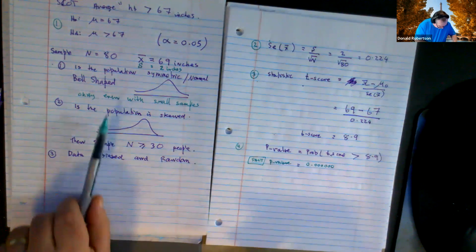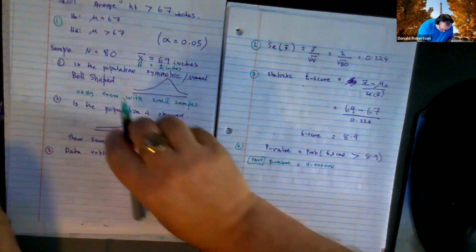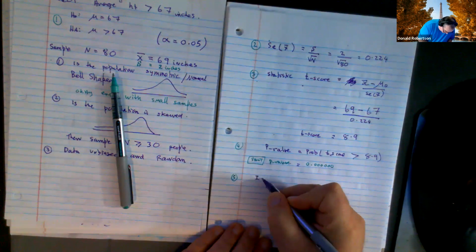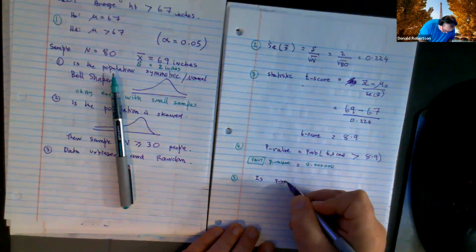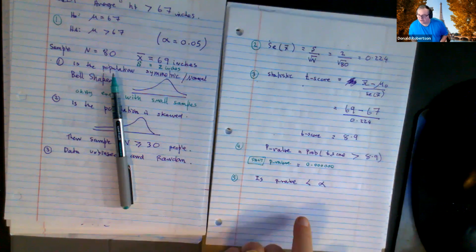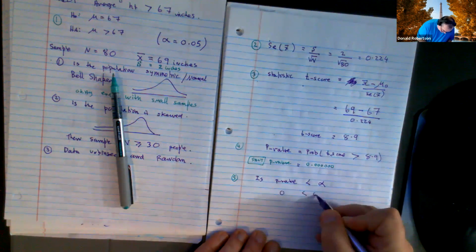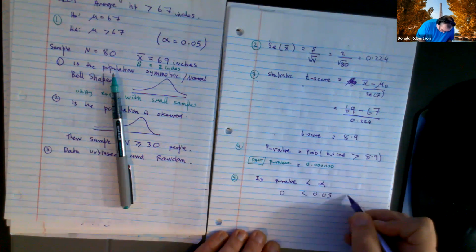So final step. Is our p-value less than alpha? Have you noticed how similar it is to the other hypothesis test? So is 0 less than 0.005? And that's a definite yes.